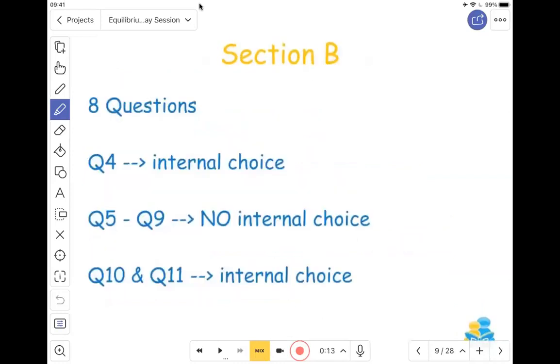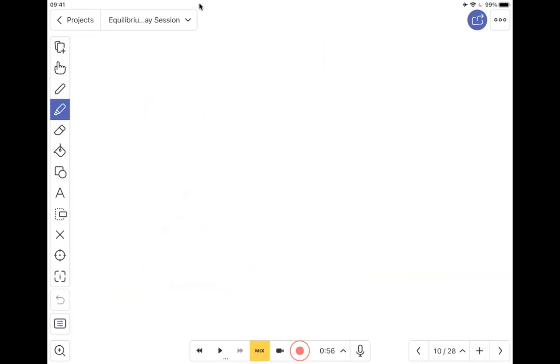If we move on to section B, then section B is made up of 8 questions. And in this, we have questions 4, 11, and 10. These all have internal choice, meaning that there are parts in it that you don't have to answer and you could still get full marks. And then questions 5 to 9, there's no internal choice. So that means you have to answer those questions completely in order to obtain your full marks. So let's look at these in closer detail.